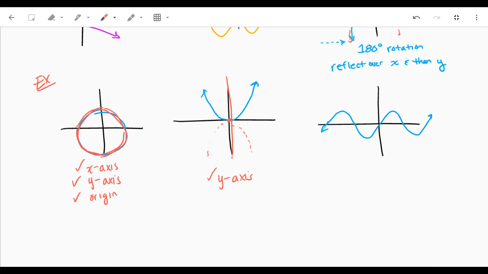The next one, your sine graph here, does not have symmetry over the x-axis, right? If I reflect over the x-axis, I get a different graph. Okay, it does not have symmetry over the y-axis. In fact, if I reflected it over the y-axis, I would also have that dashed red line. Okay, but there's a good hint that it actually has the 180-degree rotational symmetry, so the origin.